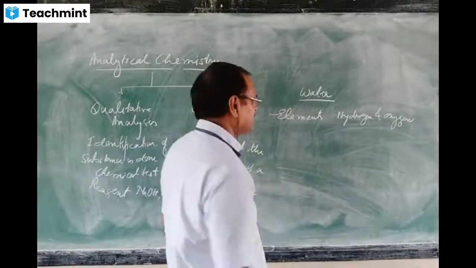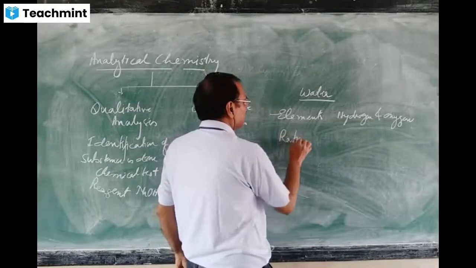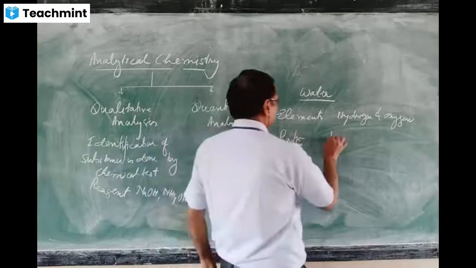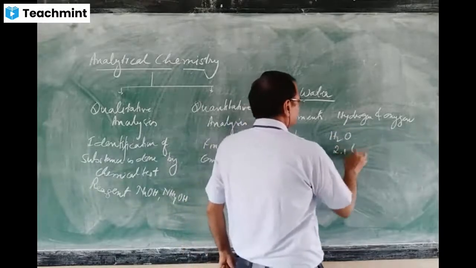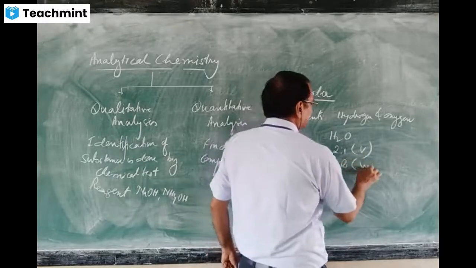Now the question for you: what is the ratio? 2:1. Yes, correct. So the formula is H2O, 2:1 by volume and 1:8 by weight.